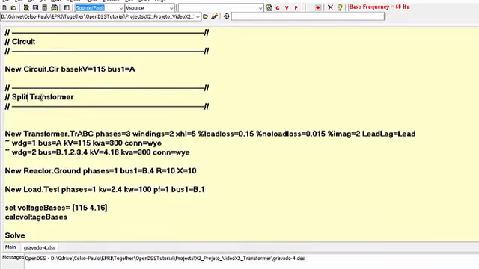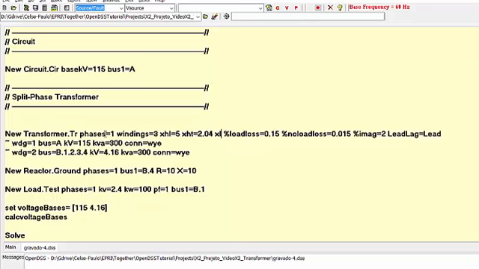Back to OpenDSS, let's define this transformer. It will be called simply as TR. It is a single-phase transformer with three windings. As it has three windings, we need to specify the reactances between the first and the second winding, XHL, the first and the third windings, XHT, and between the second and the third windings, XLT. I'm going to delete the load loss because now we have to specify the series resistance of each winding separately. We can also delete the lead lag parameter.